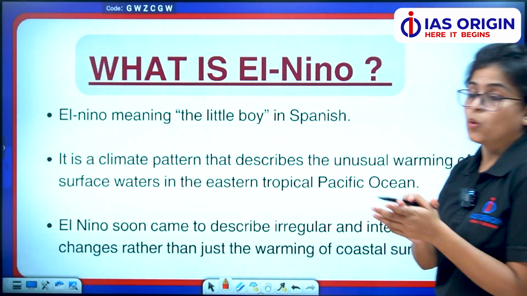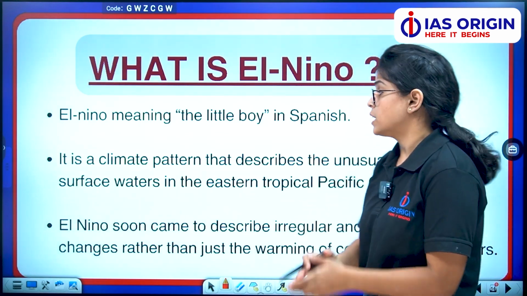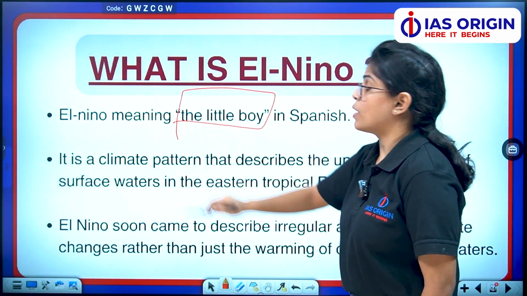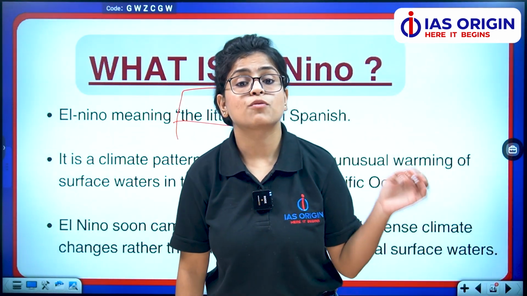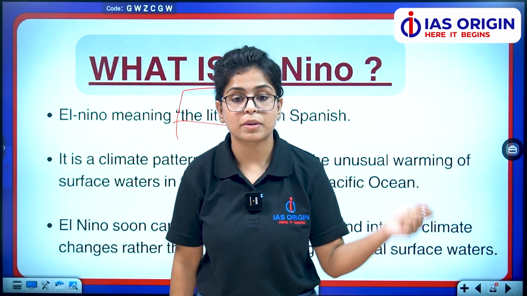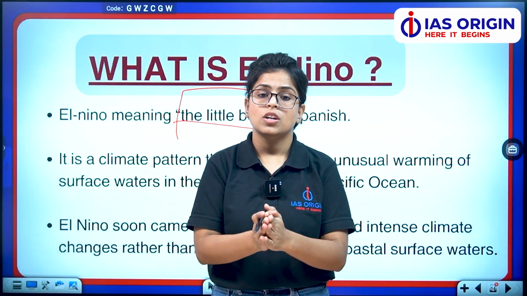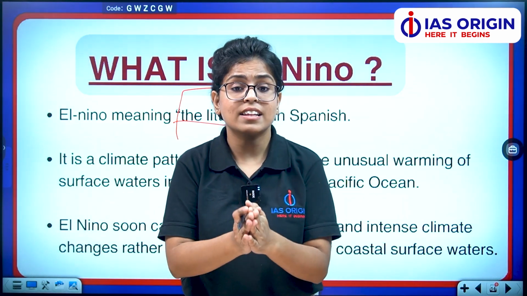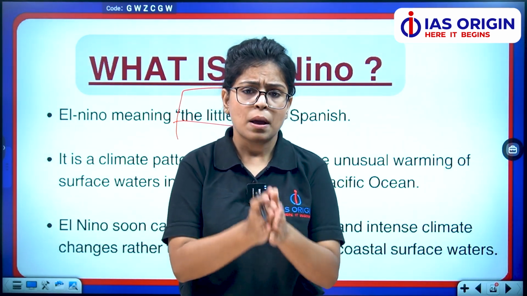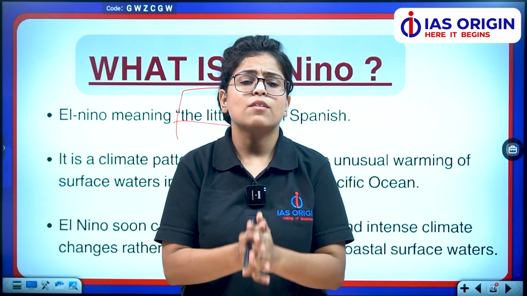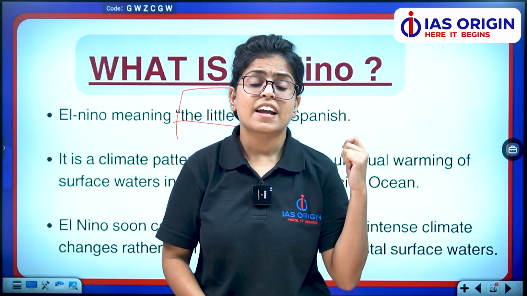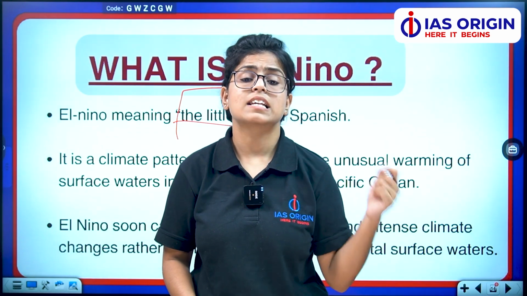What is El Nino? El Nino is a Spanish word. It means the little boy. This phenomenon was for the first time observed by the fishermen of South America. They discovered an unusual phenomenon. Usually the coast there was dry and there was a high pressure over there. But at that particular time there was huge rain over there. And they termed this phenomenon a little boy.